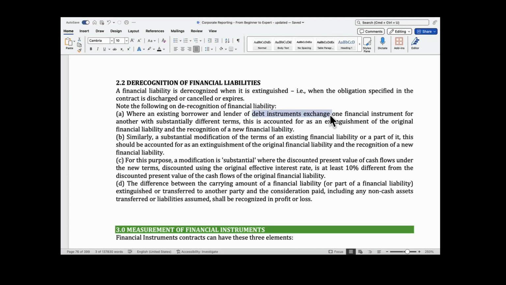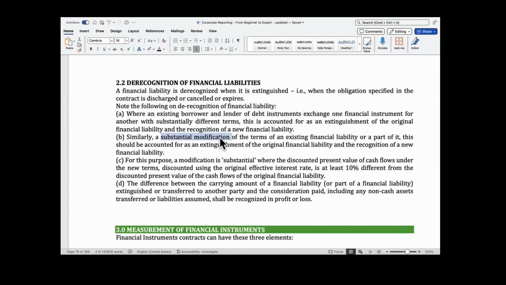So when there is an exchange of financial liability, it means that the original financial liability is extinguished. It's like it's cancelled. So you derecognize that, and you are now going to recognize the new one you are getting. So an exchange of financial liability can result in derecognition. Also, substantial modification of the existing terms of the financial liability can also result in extinguishment.